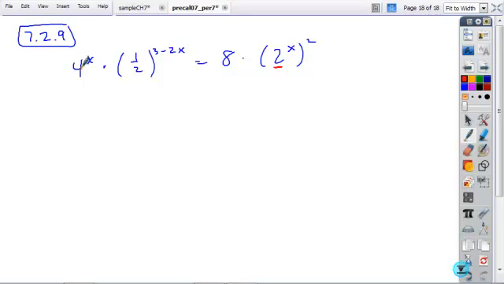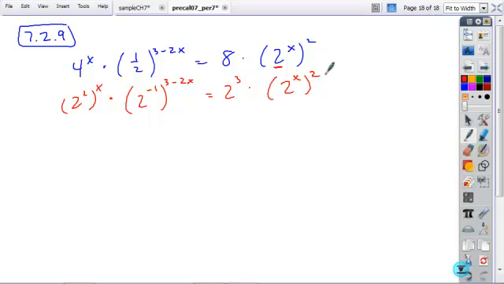So can we express 4 as a base 2? Yeah, it's 2 squared. What about 1/2? Yeah, it's 2 to the minus 1. Remember, the minus will move the base into the denominator, so the power up here stays the same. What about 8? Base 2, it's 2 cubed. And then finally we have this one that's already written as a base 2.